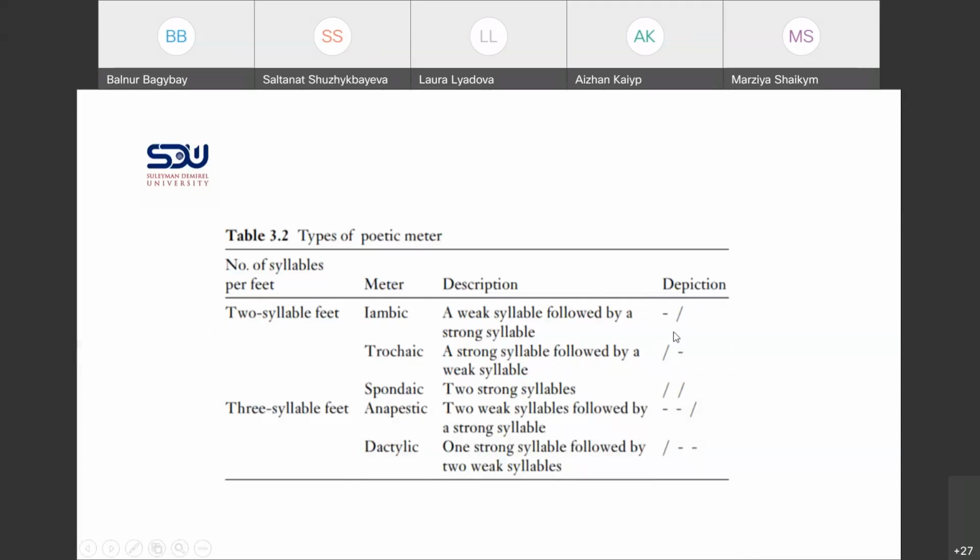Trochaic, it is when first comes the strong and then the weak. And the spondaic, it is when both of the syllables are strong. And the three-syllable feet: anapaestic is when two weak syllables are followed by one strong syllable, whereas the dactylic is vice versa to anapaestic, when one strong syllable is followed by two weak syllables.